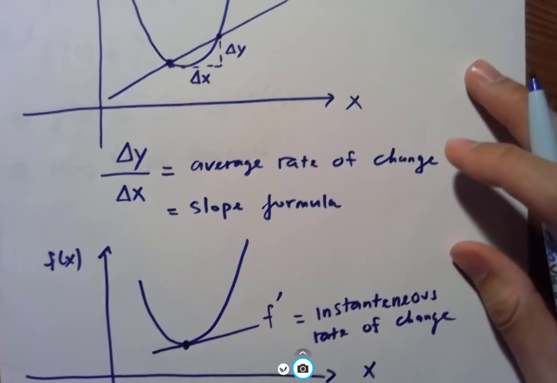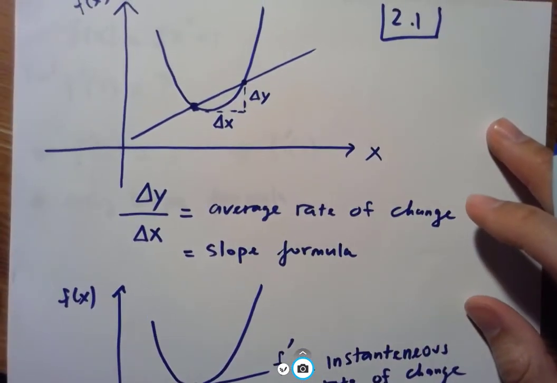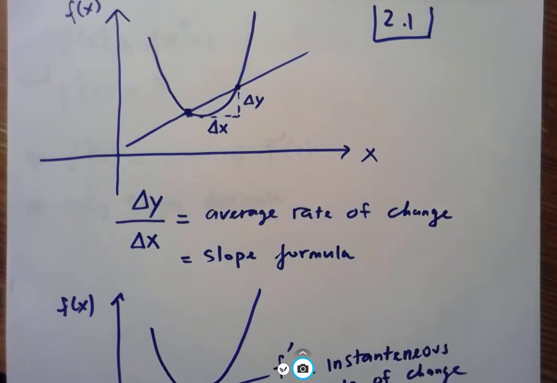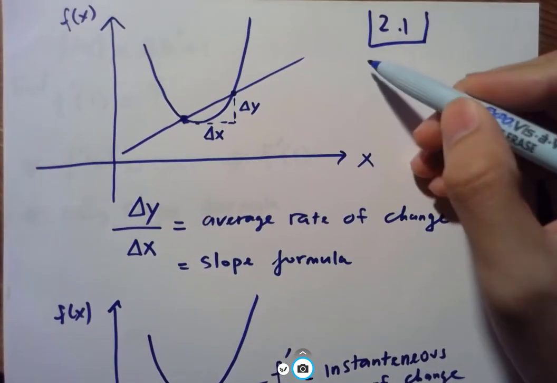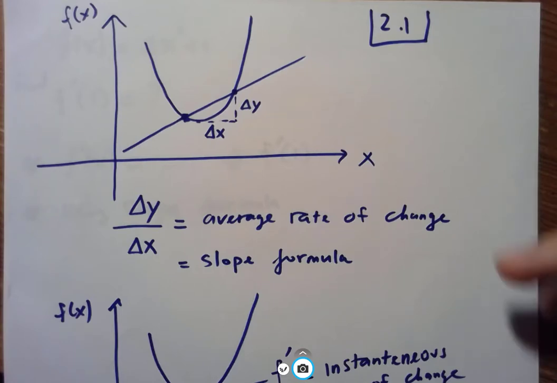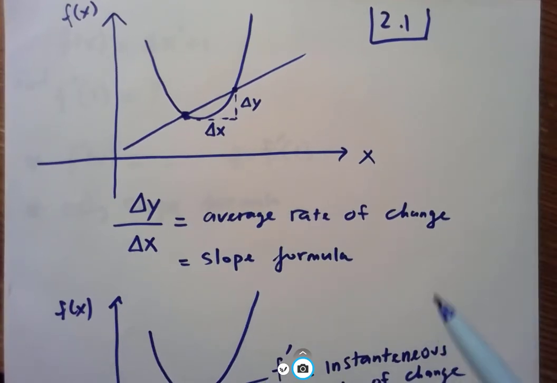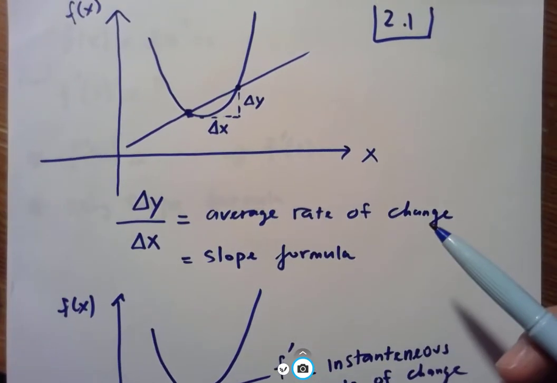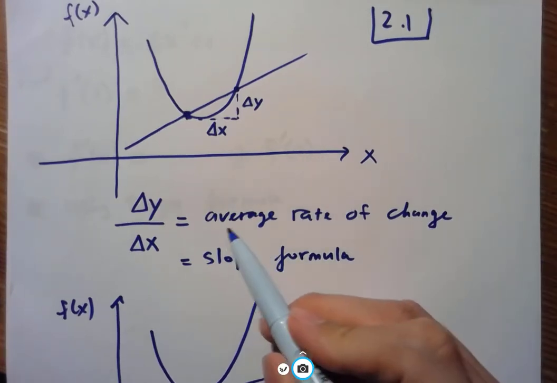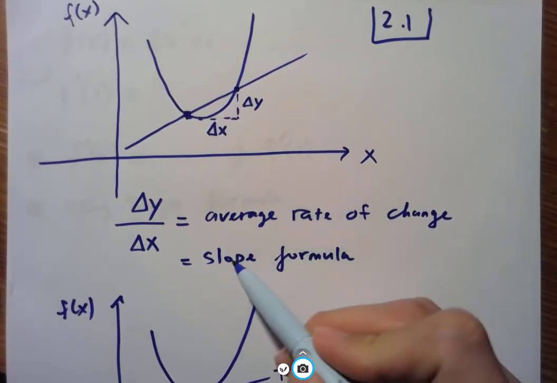Hi, this is a quick review for section 2.1. So 2.1 is about the instantaneous rate of change. The idea is that from chapter 1 we learned about the direct rate of change, or the slope formula.